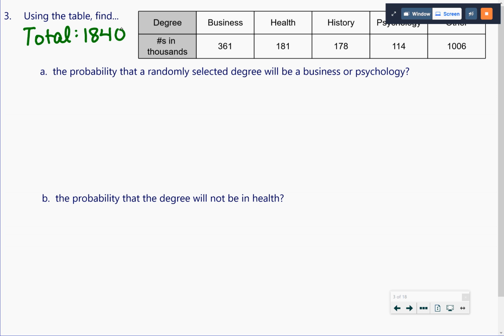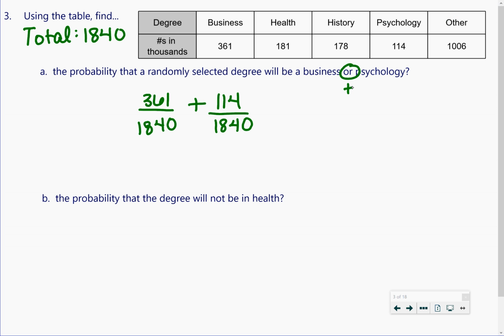Okay, so the probability that a degree will be in business or psychology. So how many people are in business? 361. So the probability of selecting a business degree is 361 out of 1840. Psychology would be 114 out of 1840. And then when we have an or statement, we add, that's the addition property. You also have to consider that sometimes with these or statements, there could be an overlap. There could be events that are not mutually exclusive.